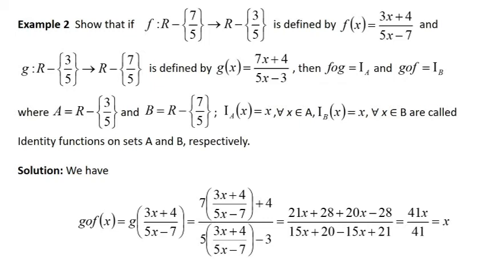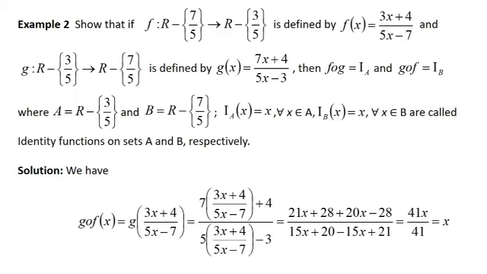Show that if f maps R minus 7 by 5, that means from the set of real numbers, 7 by 5 is excluded, to R minus 3 by 5 is defined by f of x equal to 3x plus 4 divided by 5x minus 7, and g maps R minus 3 by 5 to R minus 7 by 5 is defined by g of x is equal to 7x plus 4 divided by 5x minus 3, then fog equal to IA and gof is equal to IB, where A is equal to R minus 3 by 5 and B is equal to R minus 7 by 5, where IA of x is equal to x for all x belongs to A, and IB of x is equal to x for all x belongs to B, are called identity functions on set A and B respectively.